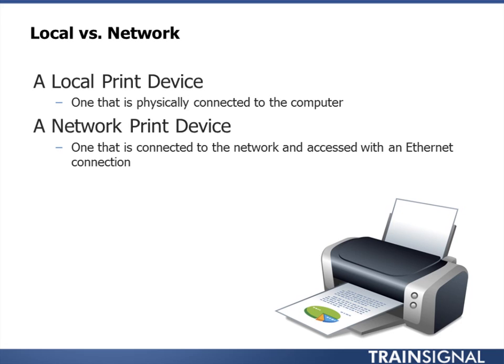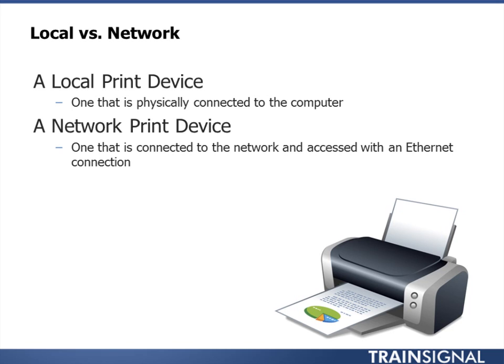Now another thing you need to know the difference between is local printers versus network printers. And even in that, you have to be careful about the term printer versus print device. If we're talking about a local print device versus a network print device, the local print device is one that is physically connected to the computer. Some way, somehow, we'll say USB is probably the most common form. If it's connected directly to your computer, then it's considered to be a local print device.